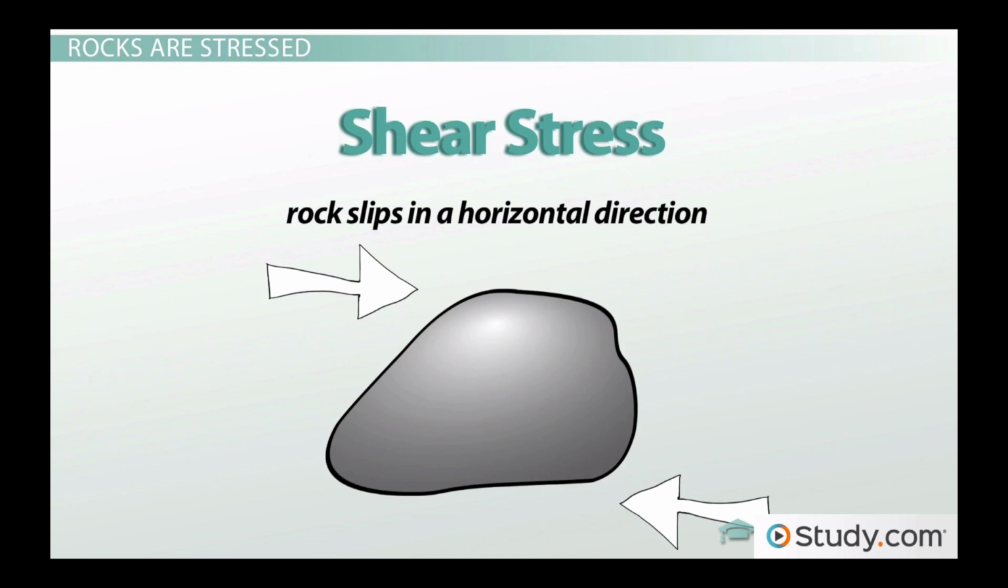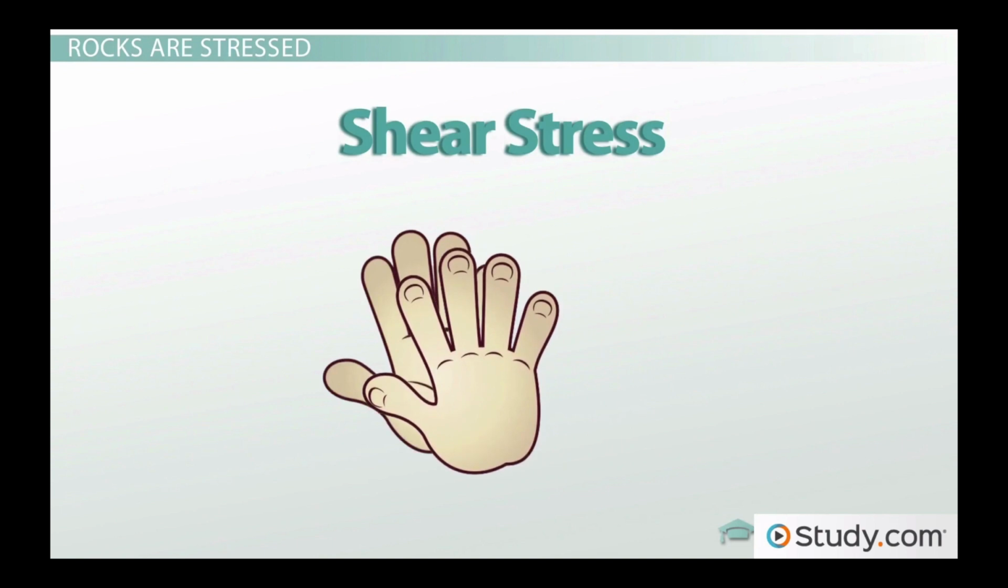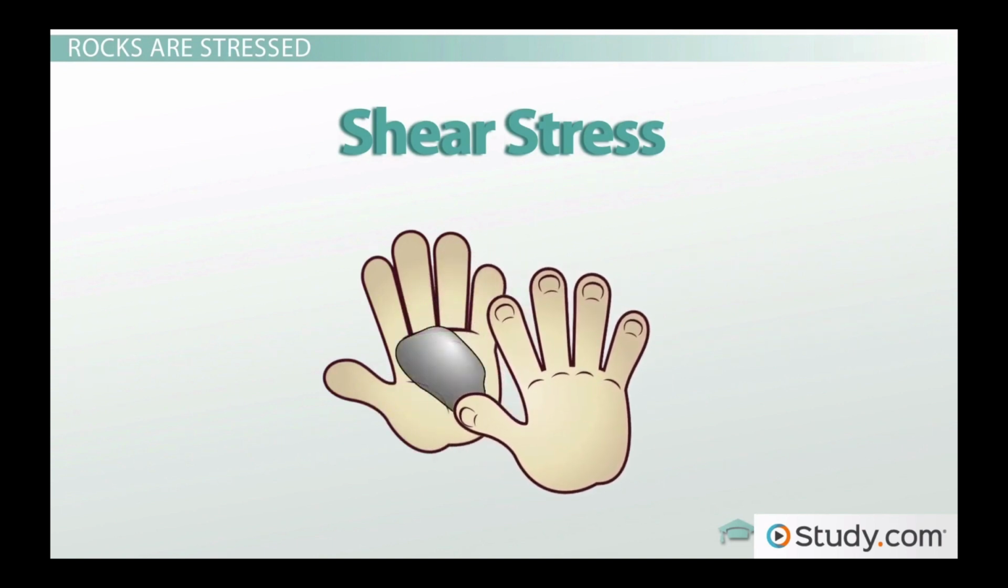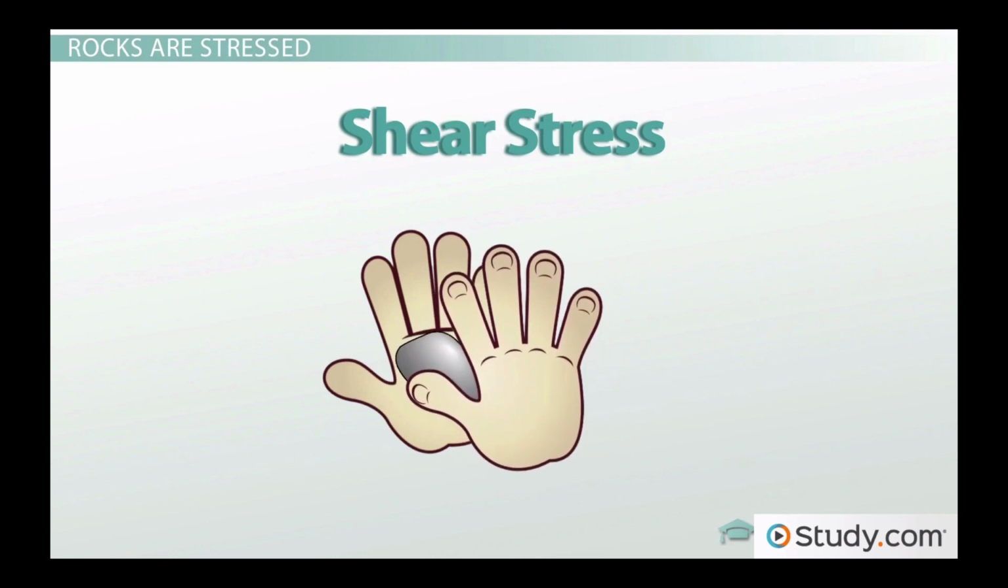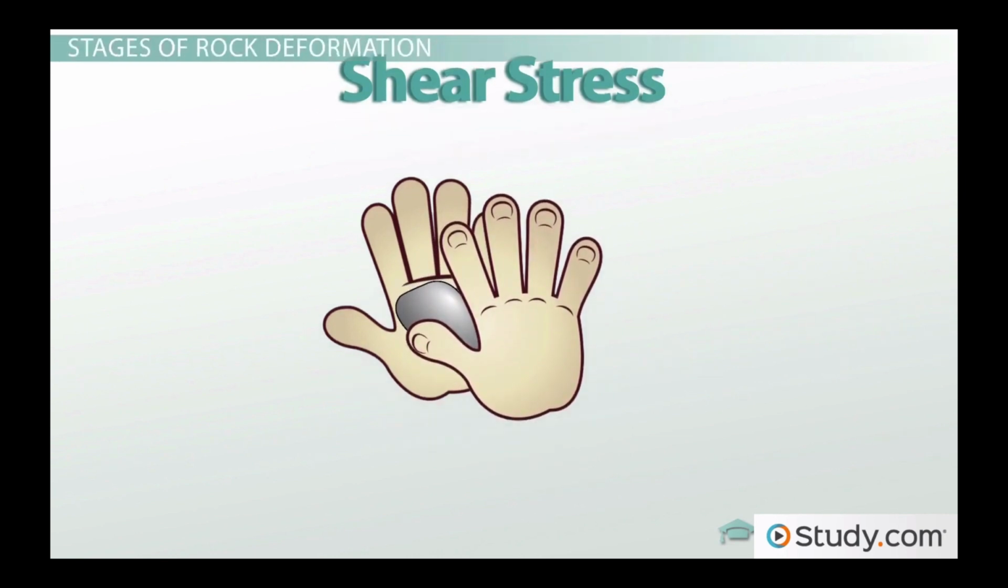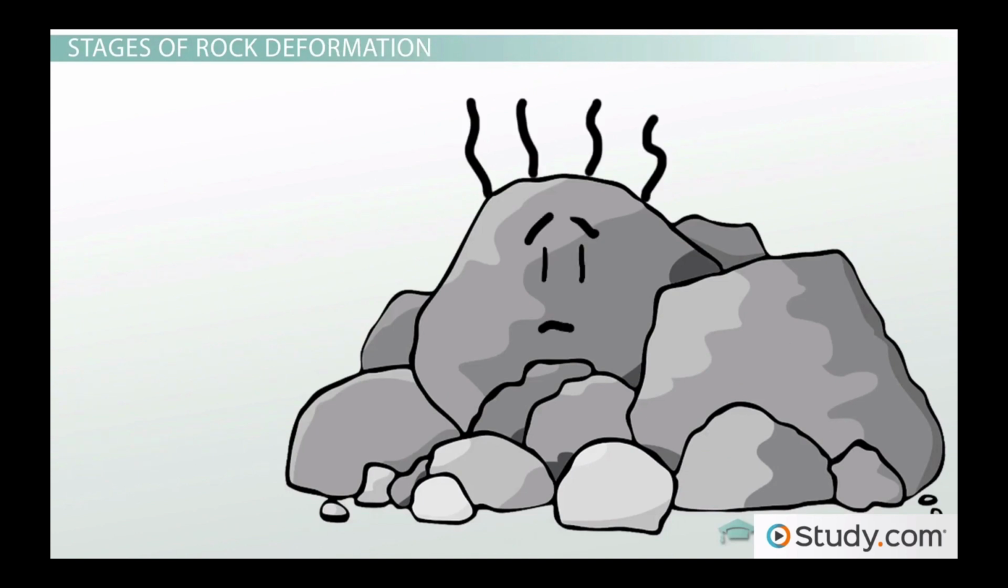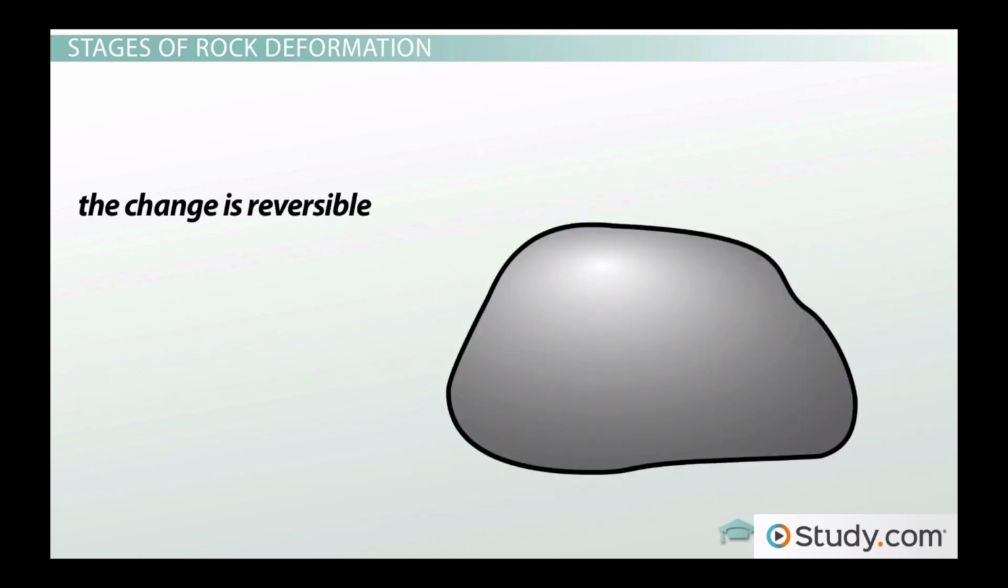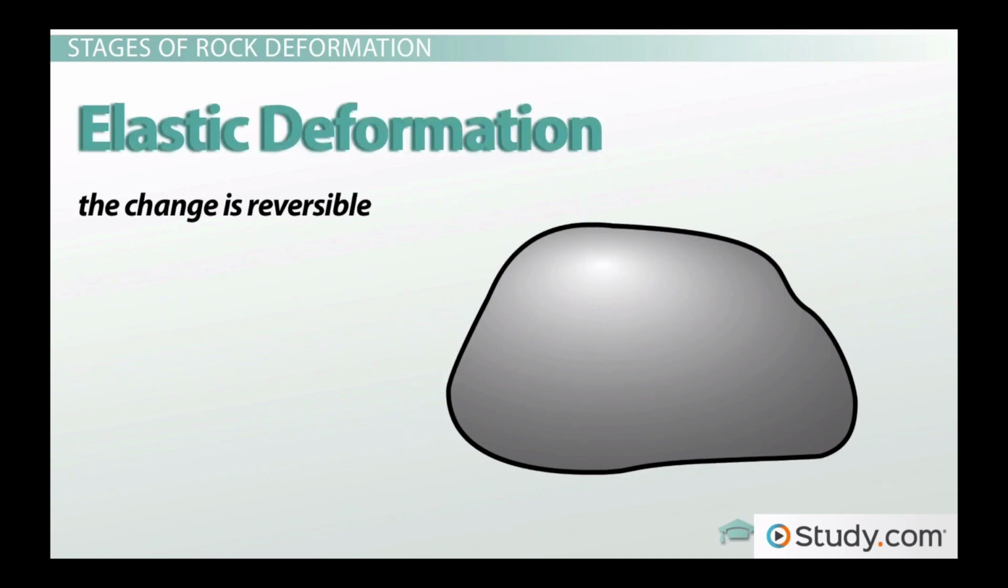To understand this, try putting your palms together and then rubbing them back and forth. Now imagine that there's a rock in the middle, and you can see how one end goes forward while the other end gets pulled backward. As rocks are stressed, they go through stages of deformation. At first, the rock is strained enough that its shape or size may change, but the change is reversible. This is the first stage, called elastic deformation.